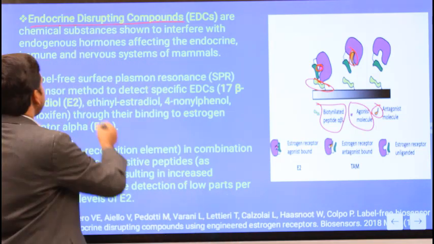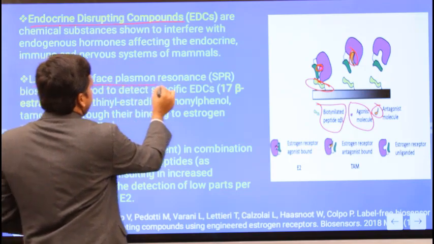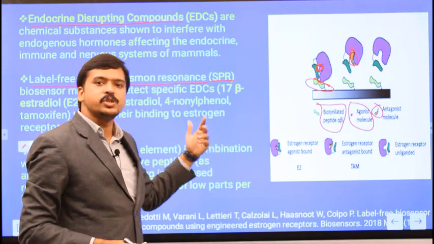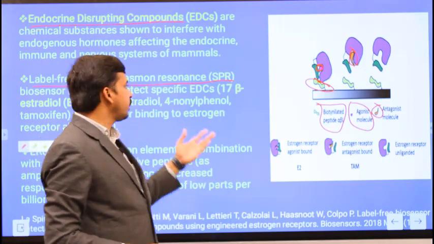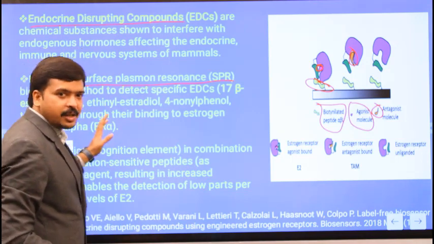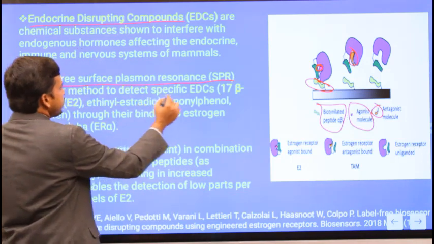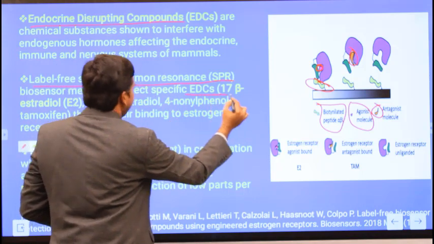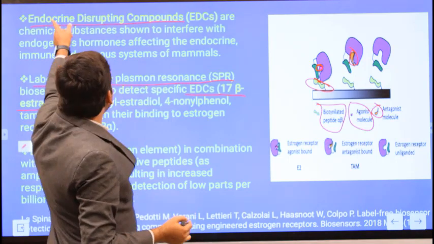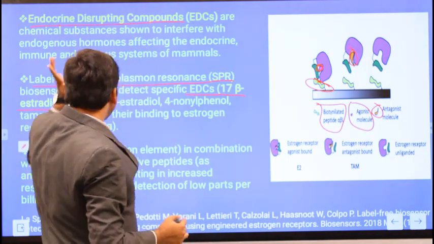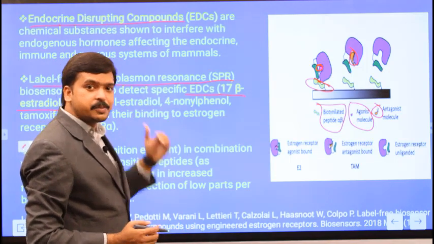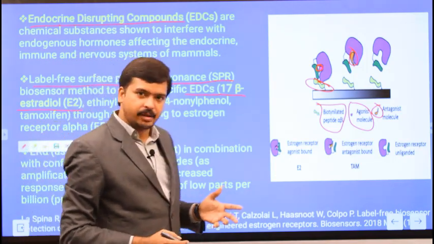So here if you see, label-free surface plasmon resonance. This SPR is one of the popular techniques which you will be learning in the next videos. I will be telling you exclusively when we talk about the transducer. But let us focus on the biological part here. So to detect a specific EDC, this is 17 beta estradiol. This is one kind of endocrine disrupting molecule.